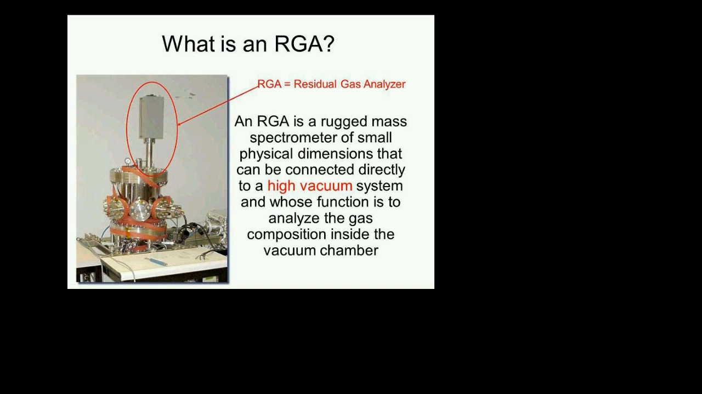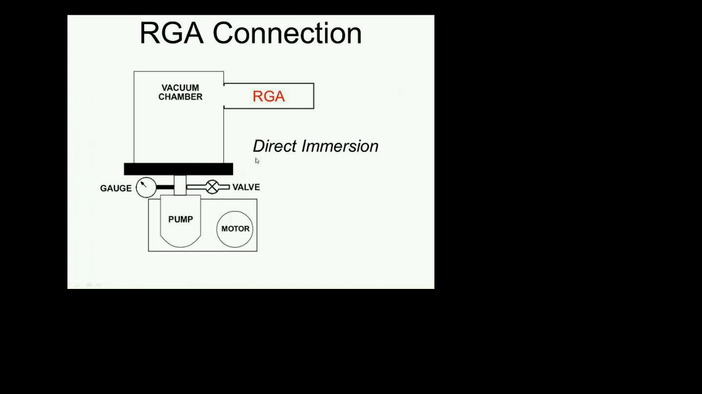An RGA is a rugged mass spectrometer, small in physical dimensions, that can be connected directly to a high vacuum system, and its function is to analyze the gas composition inside the vacuum chamber. So here you have a vacuum chamber with multiple ports, and there is a residual gas analyzer directly connected to that vacuum system, to that vacuum chamber.